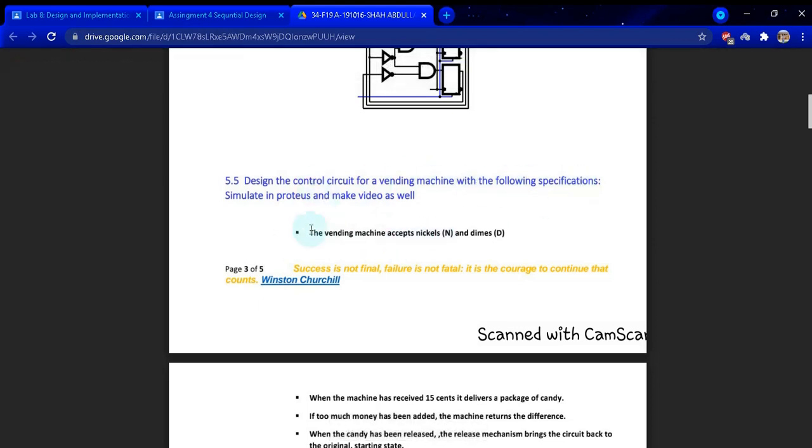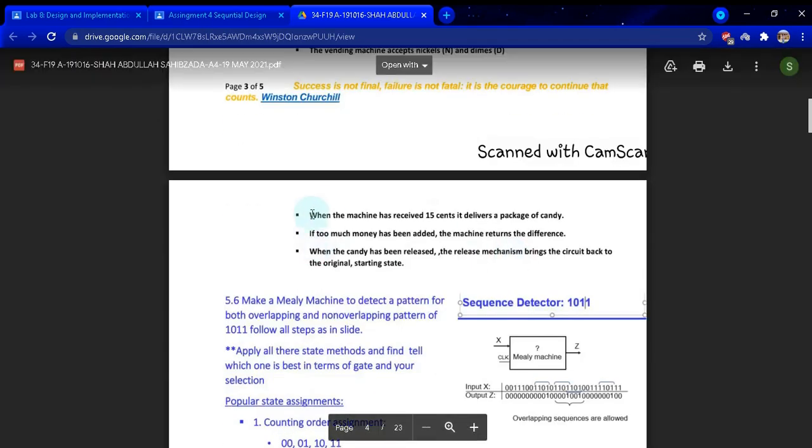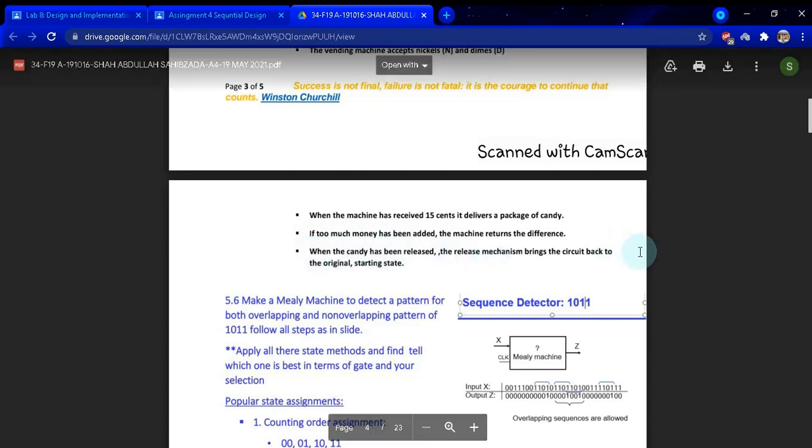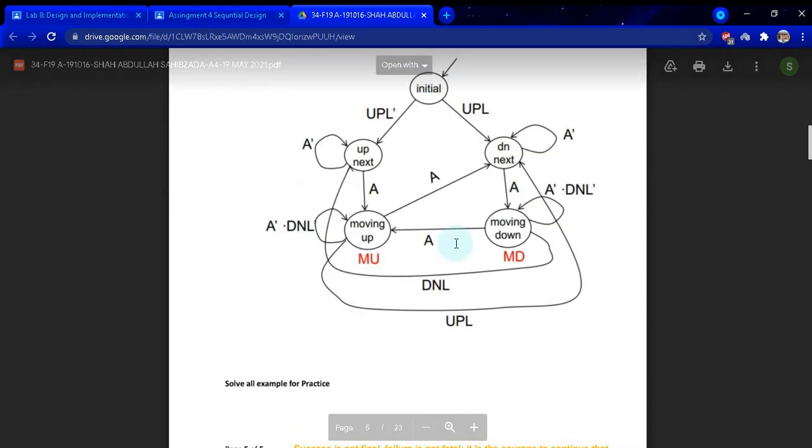The following specifications are given: the vending machine accepts only nickels and dimes. When the machine has received 15 cents, it delivers a package of candy. If too much money has been added, the machine returns the difference. When the candy has been released, the release mechanism brings the circuit back to the original starting state.